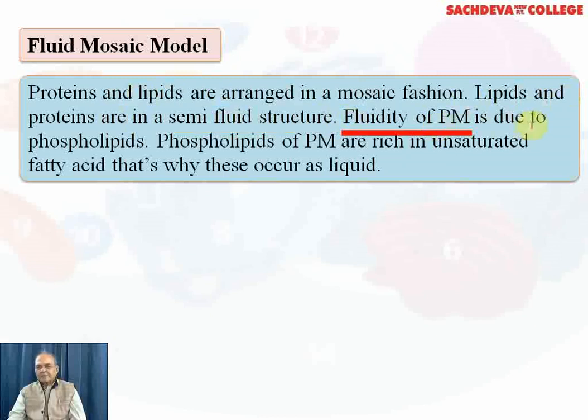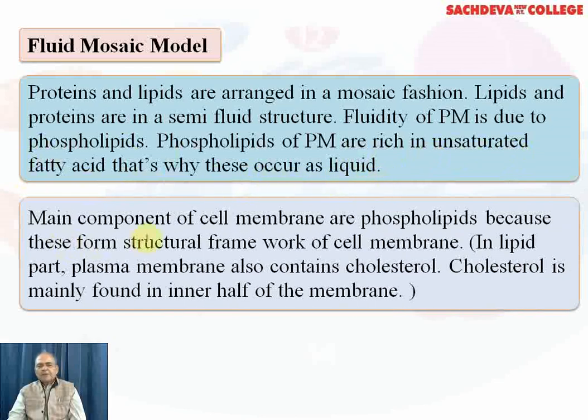Fluidity of the plasma membrane is due to phospholipids. Phospholipids of the plasma membrane are rich in unsaturated fatty acids, that's why these occur as liquid. The main component of the cell membrane is phospholipids, because these form the structural framework of the cell membrane. In the lipid part, the plasma membrane also contains cholesterol. Cholesterol is mainly found in the inner half of the membrane.